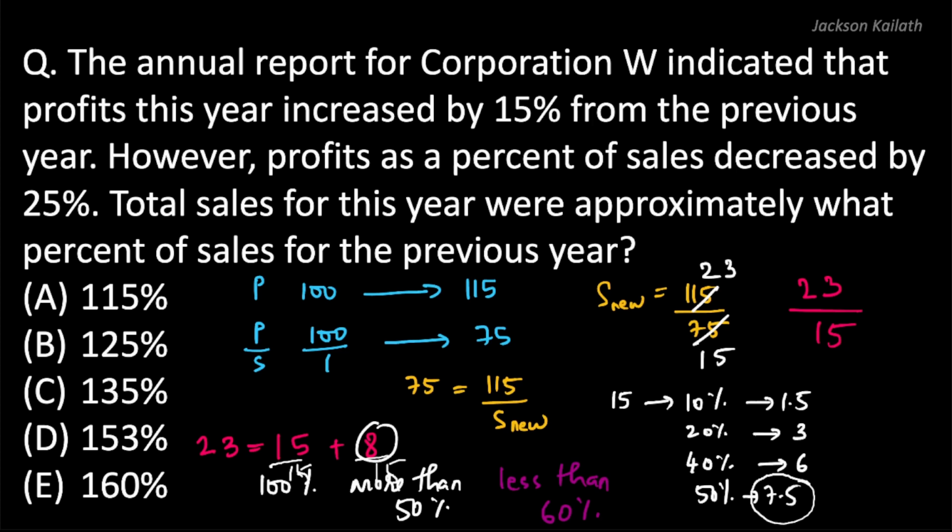So 100 plus more than 50% and less than 60% is the answer. And you can see that there is only one option which is in that range, which is 153%. So the correct answer to this question is option D, which is 153%.